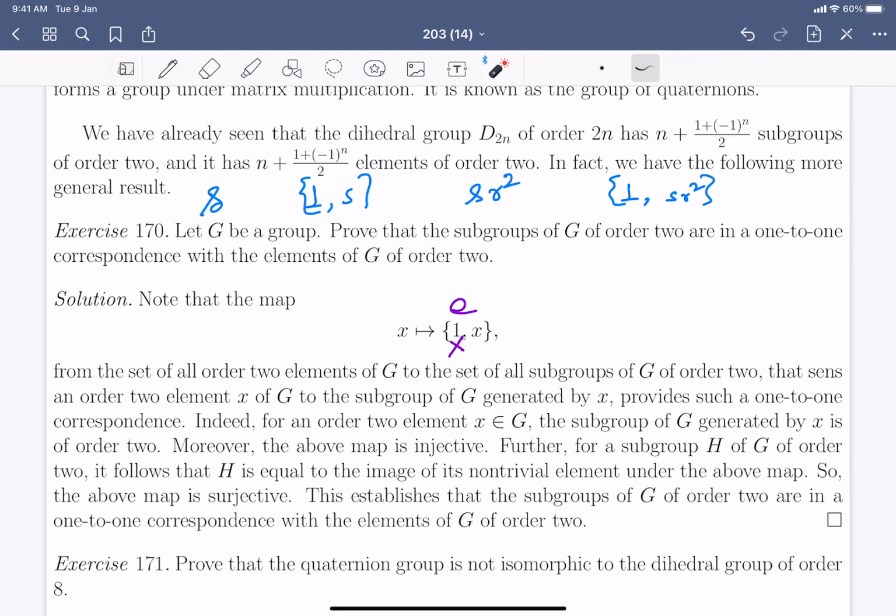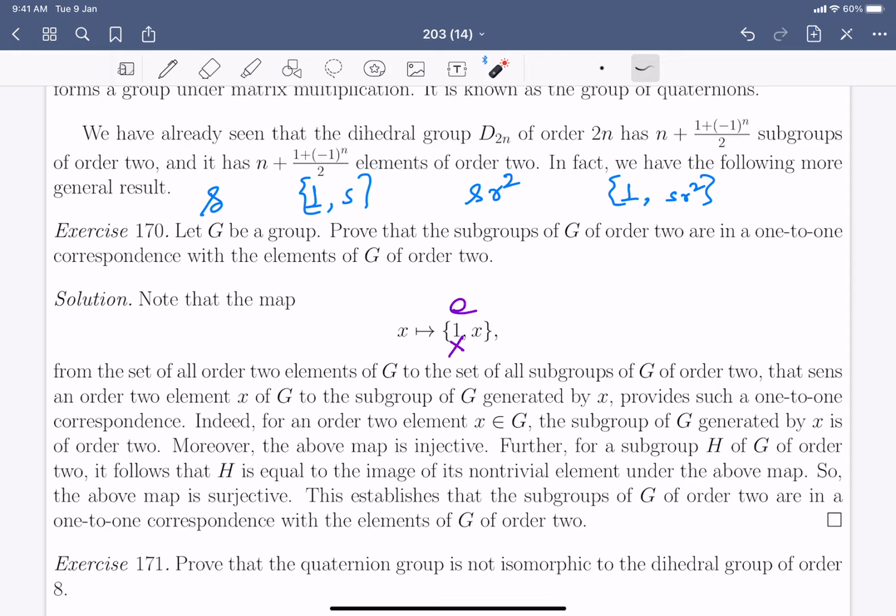That consists of exactly two distinct elements, namely the identity element and the element X. So this is a map from the set of all order 2 elements of G to the set of all subgroups of G of order 2. It sends an order 2 element X of G to the subgroup of G generated by X. And we claim that this map provides such a one-to-one correspondence.